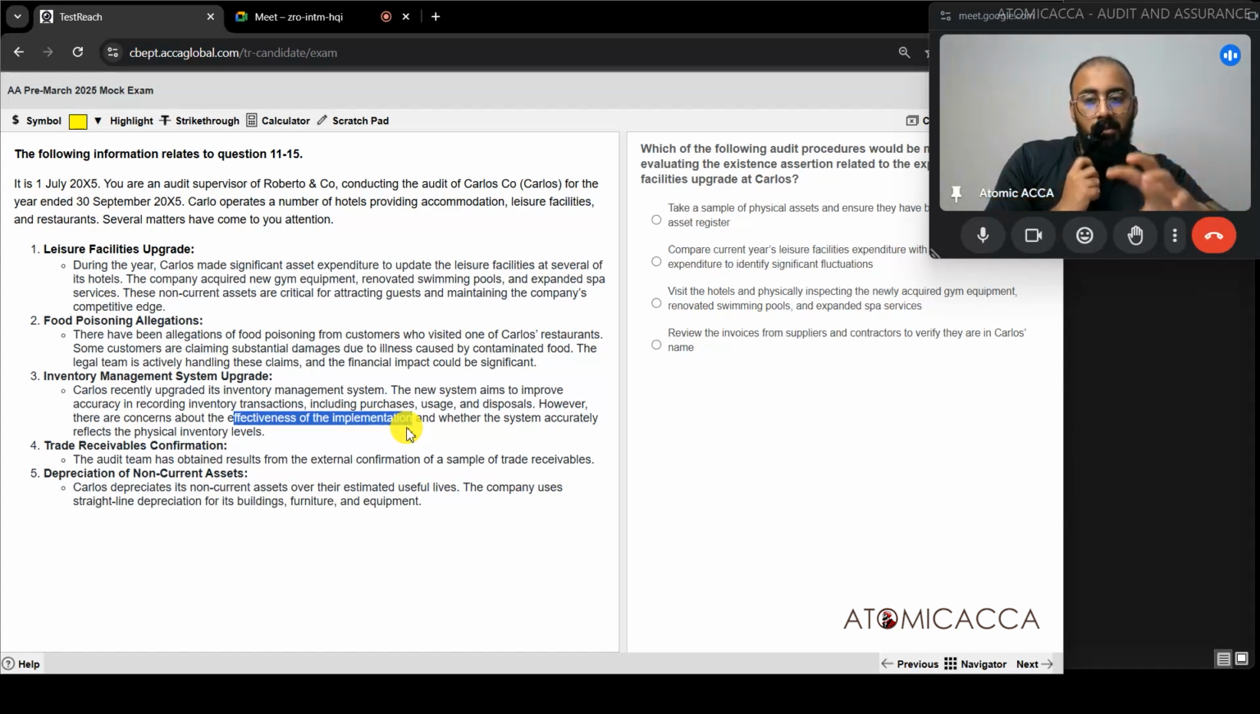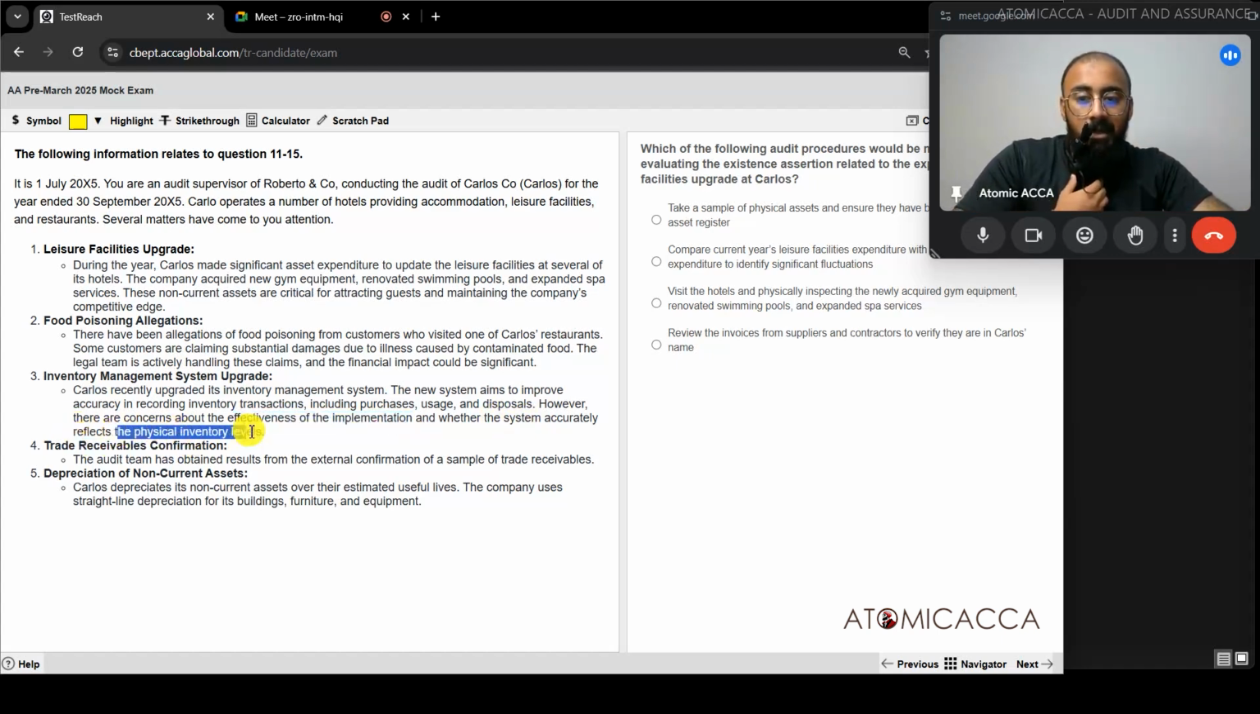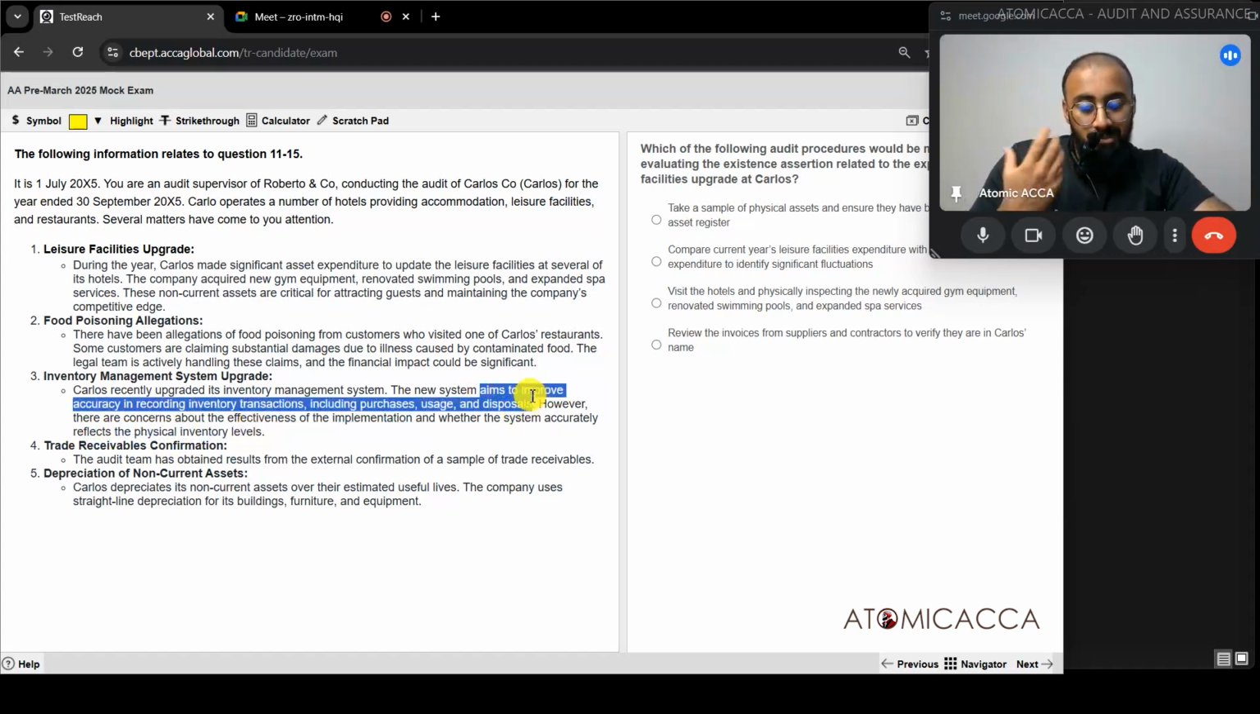So there are some concerns about the effectiveness and whether the system is accurately reflecting the physical inventory level, which means the new system's aim is to do all these things, but because it's a new system, there are some concerns about whether it's working properly or not. So that's the third paragraph.